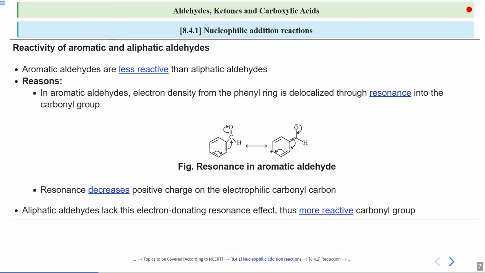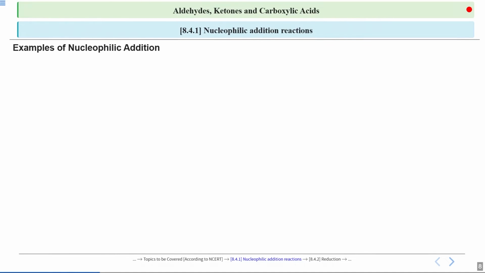Now let's move to the next part. Now we will see the examples of nucleophilic reactions. First is the addition of hydrogen cyanide. So one by one we will discuss all of these nucleophilic addition reactions. First is the addition of hydrogen cyanide or HCN.